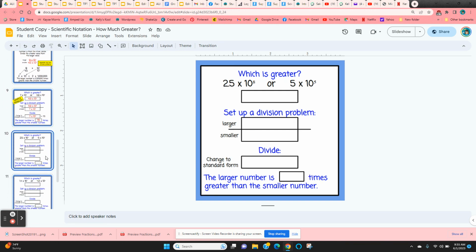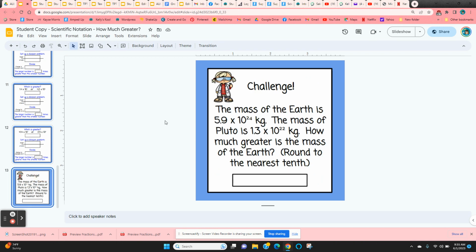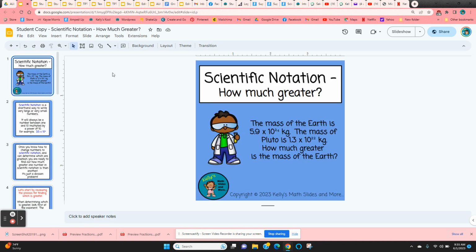And they're given a few slides where they're going to do that with some different problems. Figure out which one's greater, set up their division problem, larger over smaller, do the division, and then figure out what it is in standard form. And then finally, when they get to the end, they've got a word problem, a real life example of why we use scientific notation and how to find out how much greater one is than the other. So that is scientific notation, how much is greater, digital lesson.